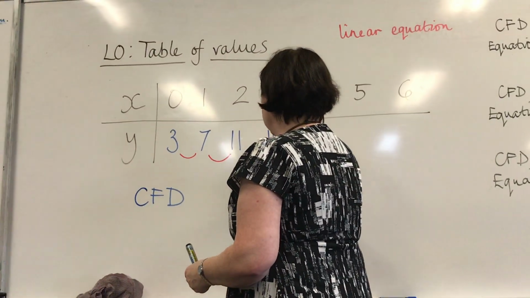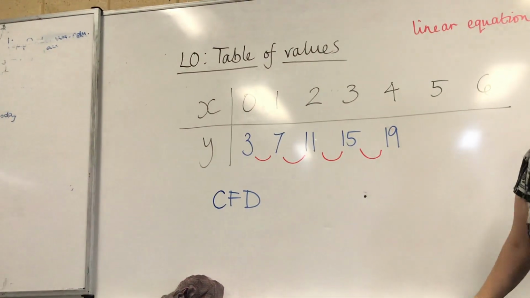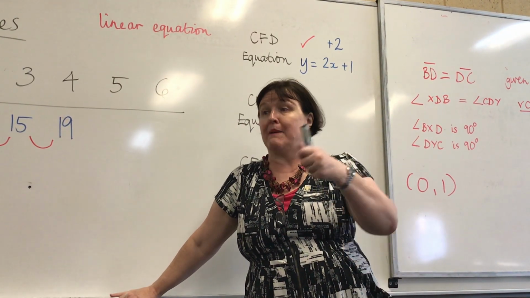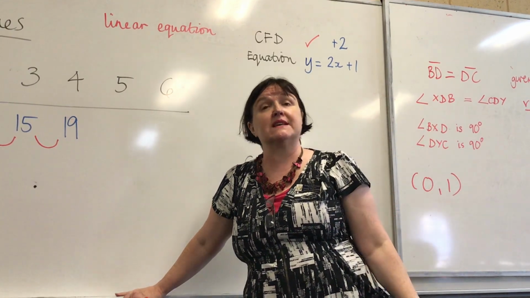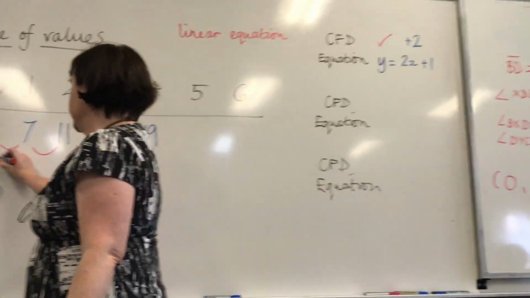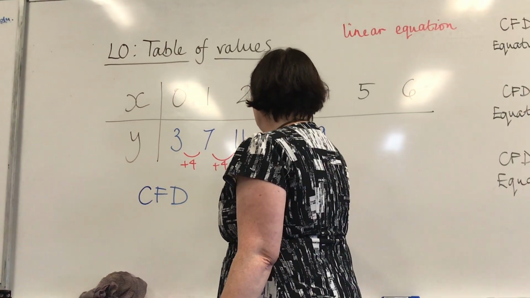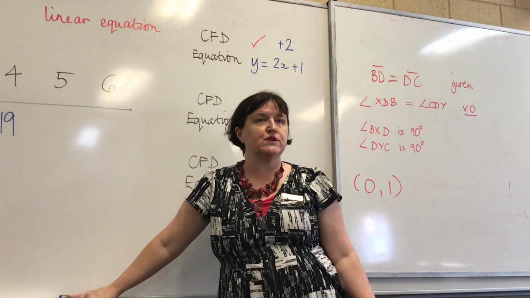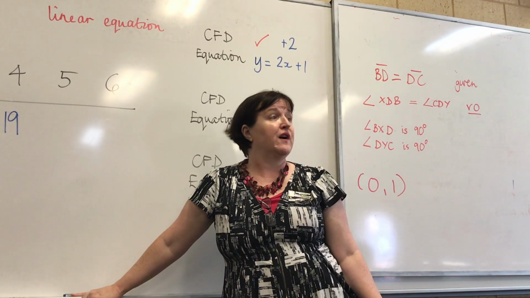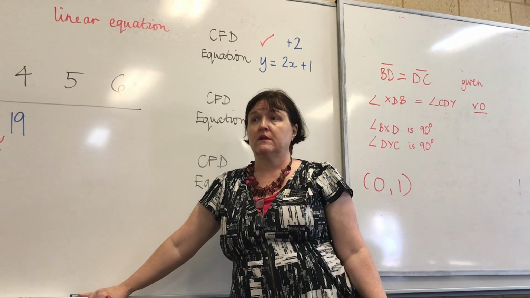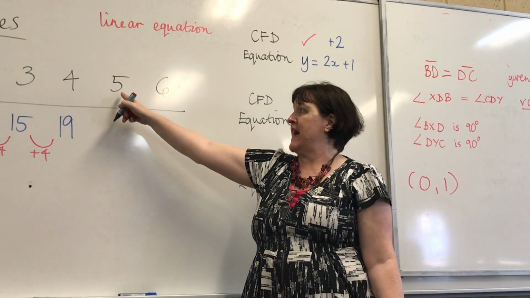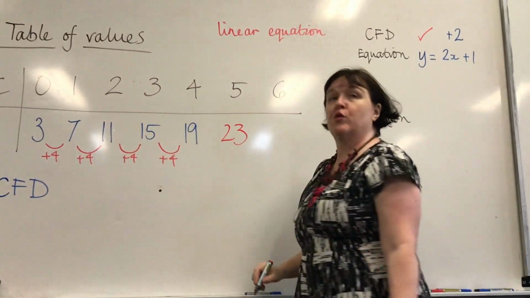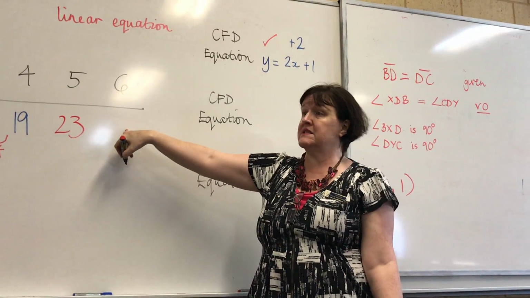So 3 to 7, 7 to 11, 11 to 15, 15 to 19. Do we have a constant first difference? What's happening to the y values? Mackenzie? Adding 4. Adding 4 each time. Well done. Okay, so can anyone tell me what the y coordinate would be when the x coordinate is 5? 23, well done. And what will the y coordinate be when x is 6?